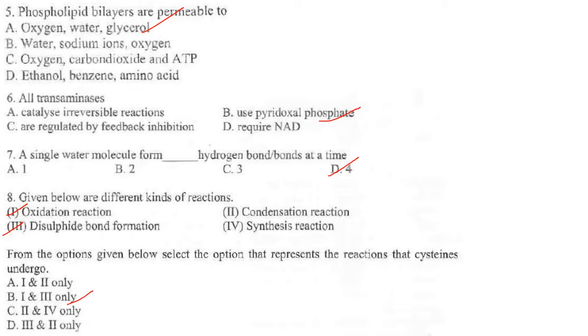Given below are different kinds of reactions. From the options given below, select the option that represents the reactions that cysteines undergo. So cysteines undergo oxidation reaction and disulfide bond formation. Condensation and synthesis reaction, no. So answer is 1 and 3 only. So the answer is option B.